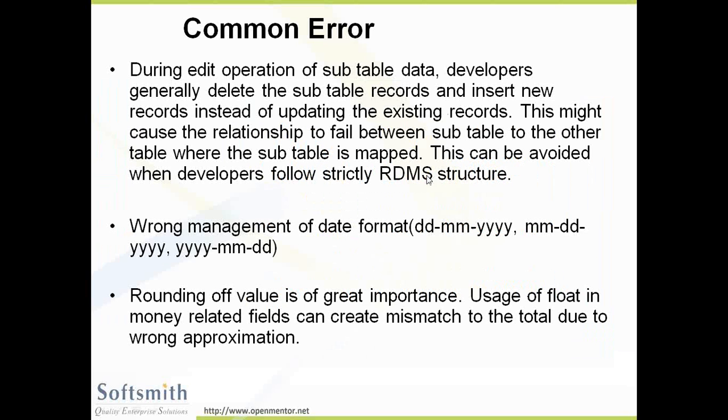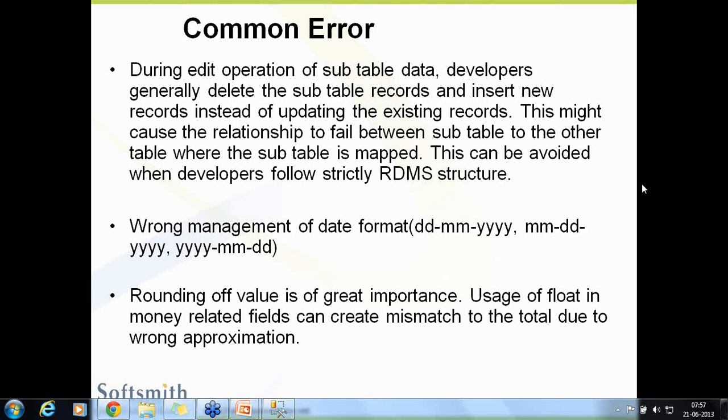So during edit operation of subtable data, the subtable data is the data that is below the table. Developers generally delete the subtable records and insert new records instead of updating the existing records. During edit operation, this is the common mistake developers make. Right? So when I'm trying to edit the record, these two data that you have seen, I will also try to show you from the application as well what I am trying to say.